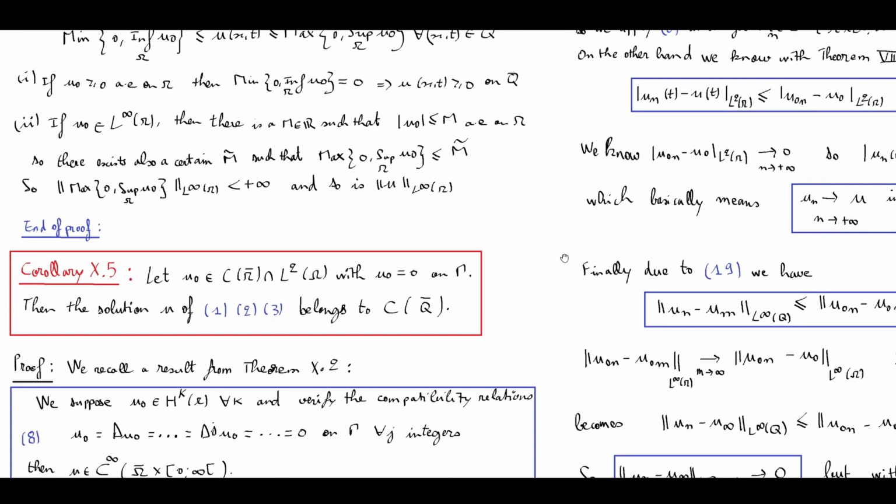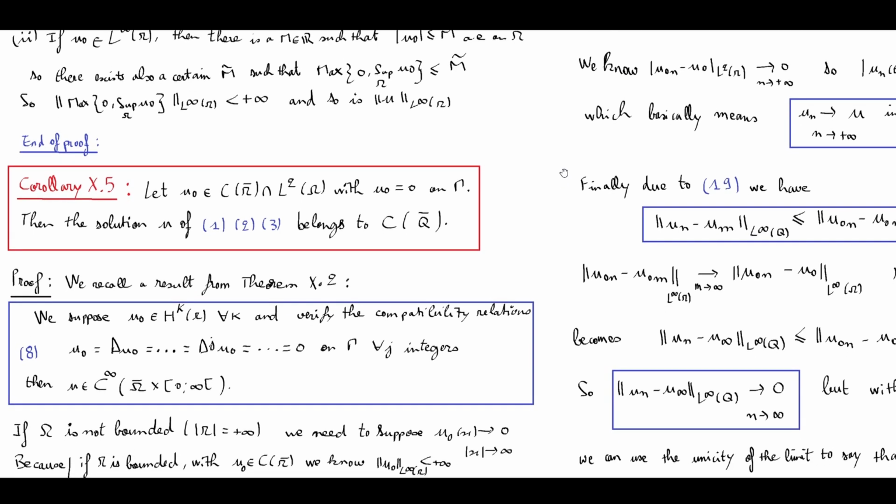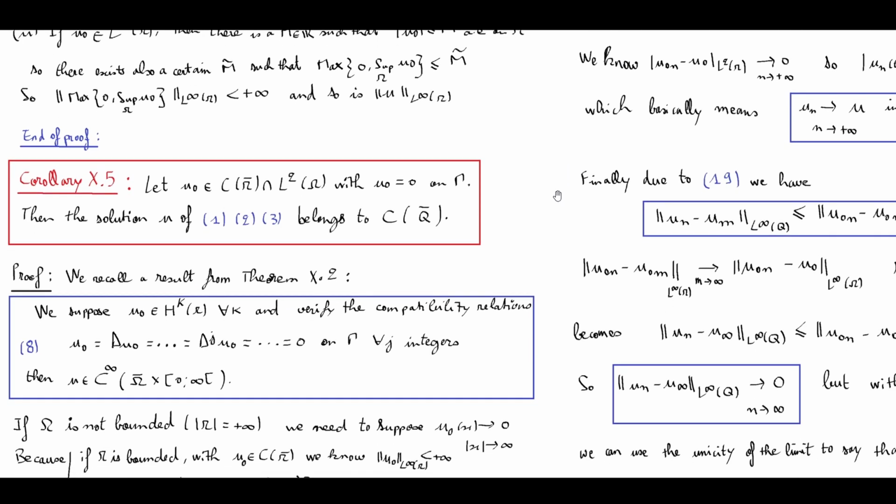Now we talk about another corollary, the corollary 10.5. Let U0 be in C of omega bar intersect L2 of omega with the initial condition U0 equals 0 on gamma, the boundary. Then the solution U of 1, 2, 3 belongs to C of Q bar, so the cylinder plus its boundary.